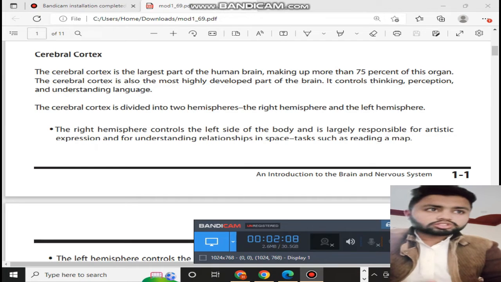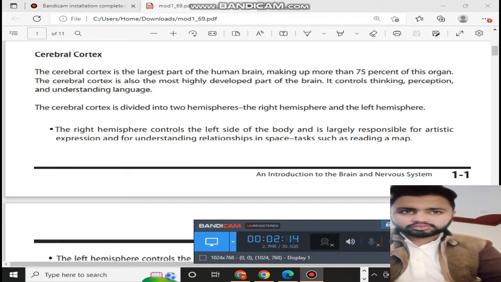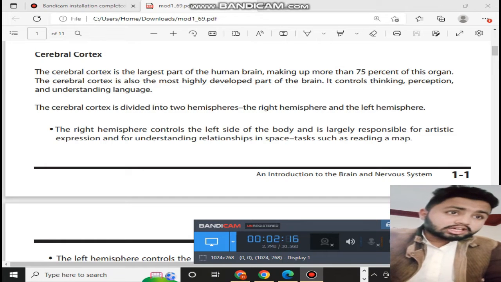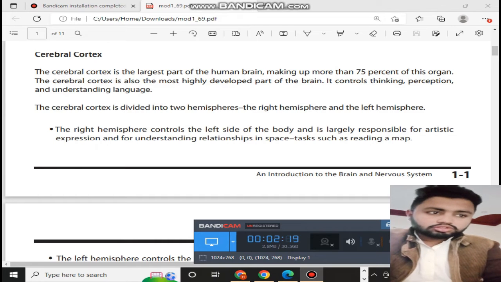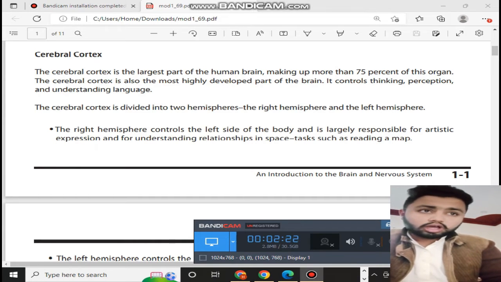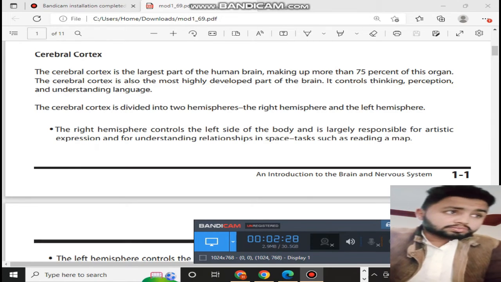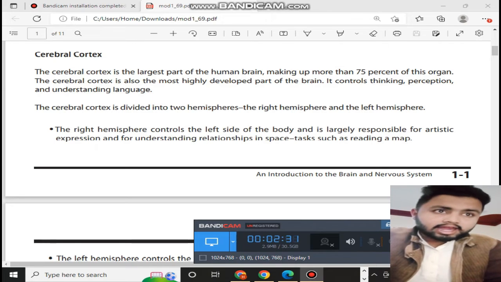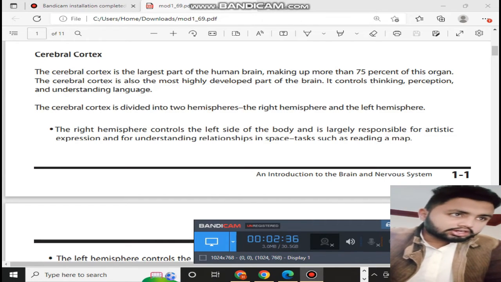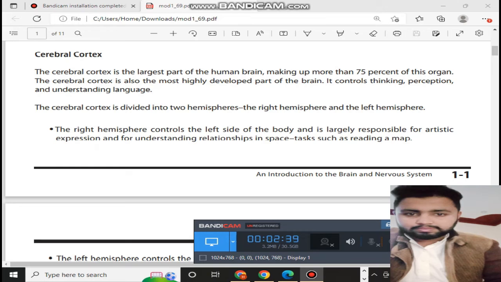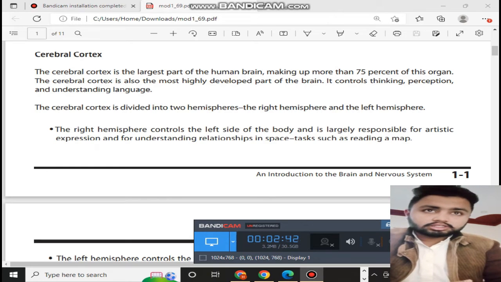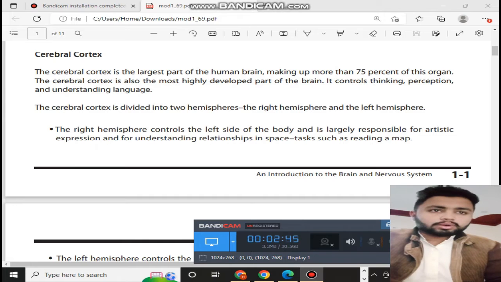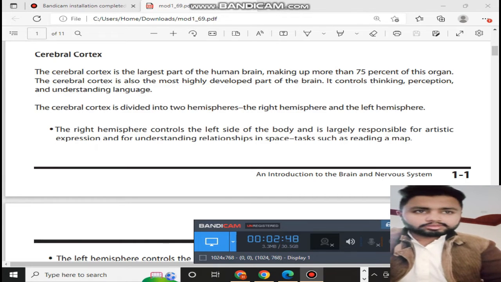So now we are studying the right hemisphere. First of all, you should know what the right hemisphere is. The right hemisphere controls the left side of the body. It is largely responsible for spatial awareness and for understanding relationships in space, tasks such as reading a map. Simply, this is a part of our brain, the right hemisphere.